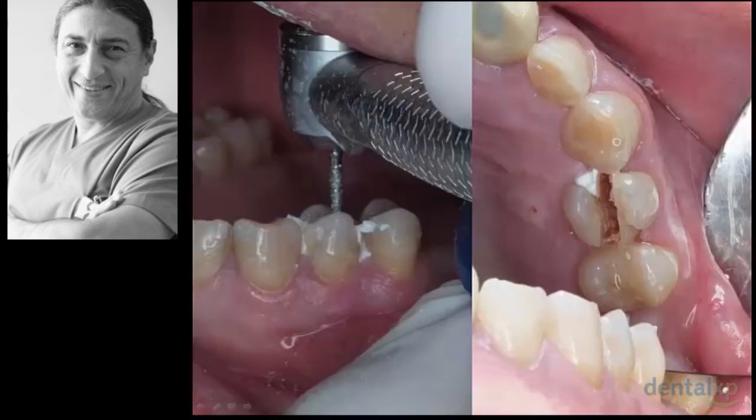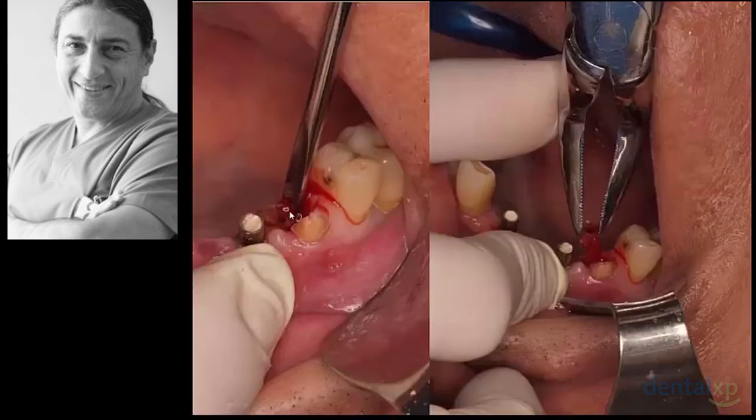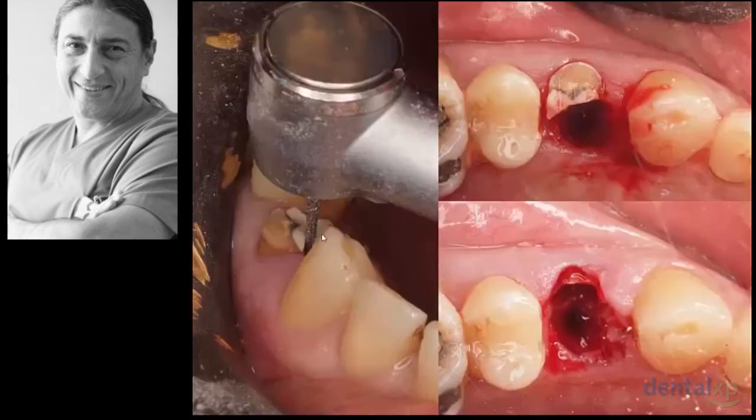You can see here another example, the mesiodistal cut, and then we are very carefully extracting the lingual part, the lingual root, in this case the palatine root of a bicuspid. Here another example of a bicuspid. And then we are thinning the buccal slice.